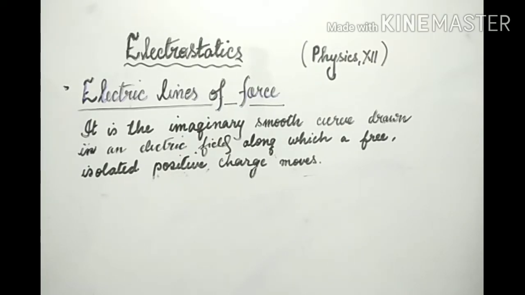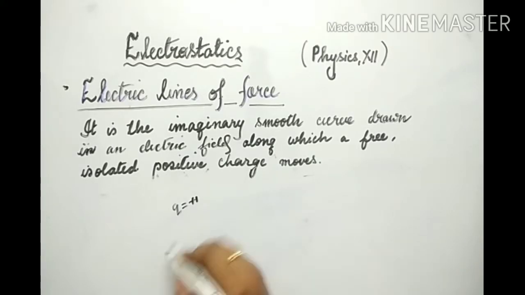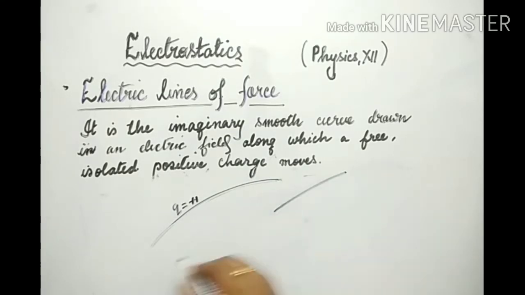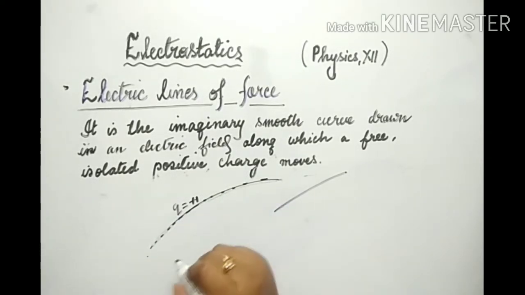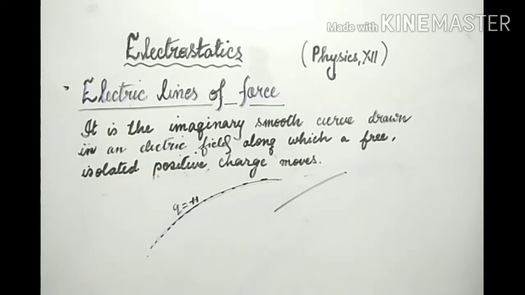That means if you place a charge of unit magnitude in an electric field and if this charge is free to move, what will happen? It will trace a curve in an electric field. It may be a curve, it may be a straight line. So this curve, this line is an imaginary one and it is only known as electric lines of force. Now let us see more vividly what it means.